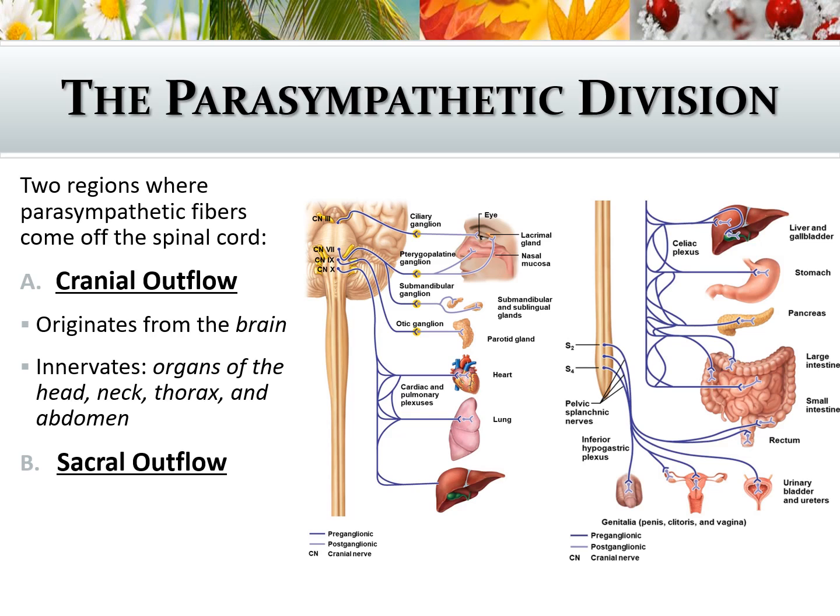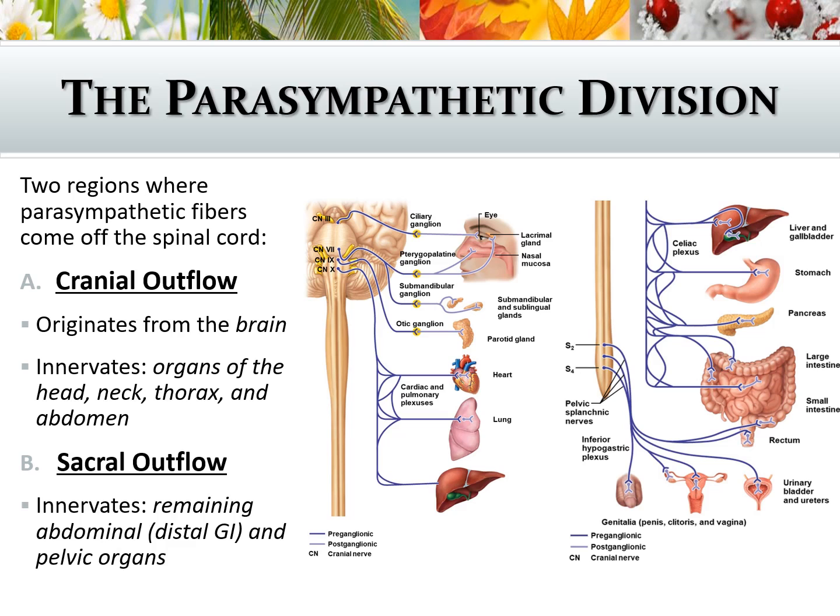And if you can guess which cranial nerve goes to the abdomen and thorax, you might be correct about which cranial nerve we're talking about with the parasympathetic division. It's really going to innervate the majority of the organs from the cranial outflow. And then the sacral outflow is really just innervating some remaining distal abdominal organs, some distal GI, and our pelvic organs, so our reproductive organs and our urinary tract organs.